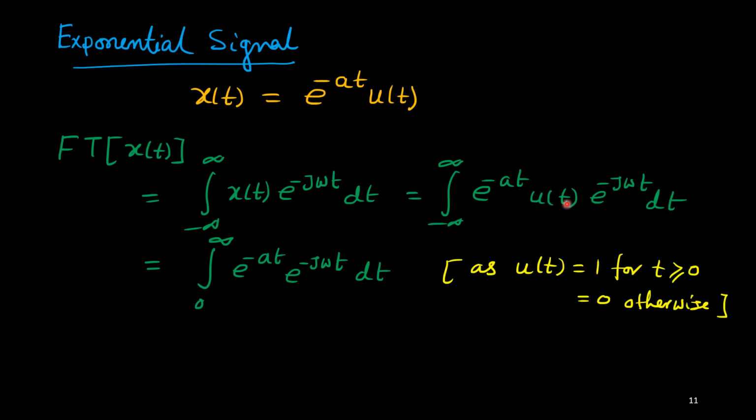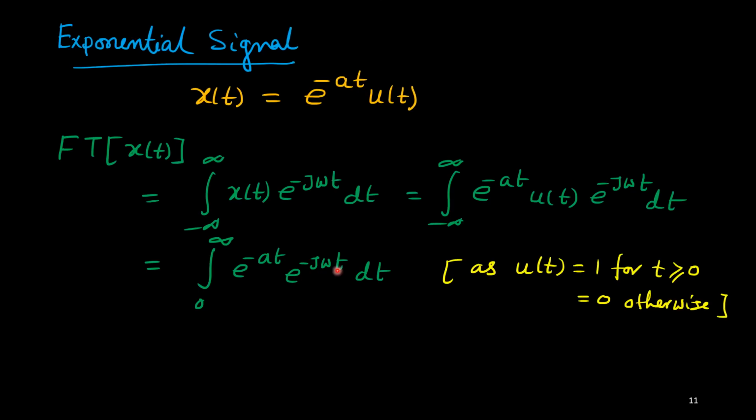As u of t is 1 for the right-hand side, t greater than or equal to 0, and 0 otherwise, the limit we will consider is 0 to infinity, because from minus infinity to 0, u of t is 0. If anything is multiplied by 0, it will vanish. So we consider the limit from 0 onwards only, 0 to infinity, and at that time u of t is 1. I replace it by 1. So this product is now e to the power minus at times e to the power minus j omega t dt.